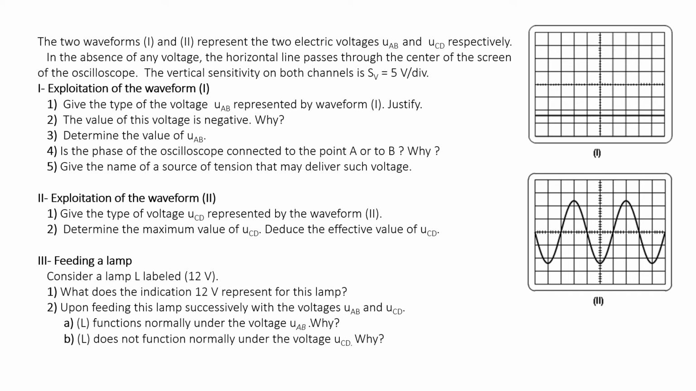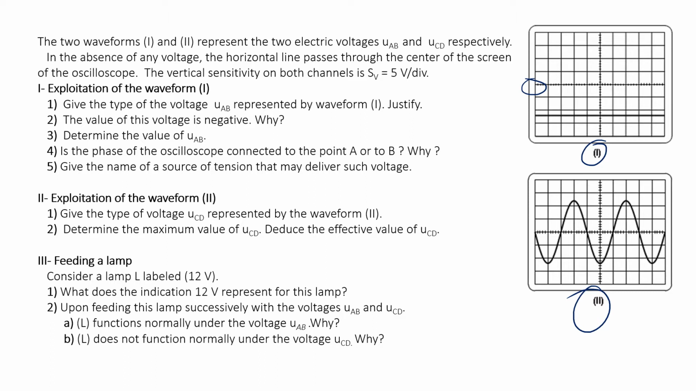Our second exercise contains two applications, one with DC voltage and the other with AC voltage. We will not read the questions because we'll be reading them one by one in each part. But in general, we have two waveforms, 1 and 2, representing two voltages, UAB and UCD. The first one goes for UAB and this one goes for UCD. In the absence of any voltage, the horizontal line passes through the center, again setting our reference.